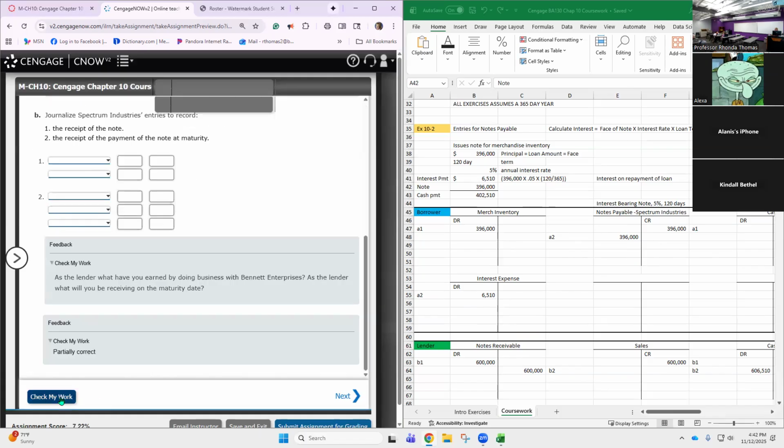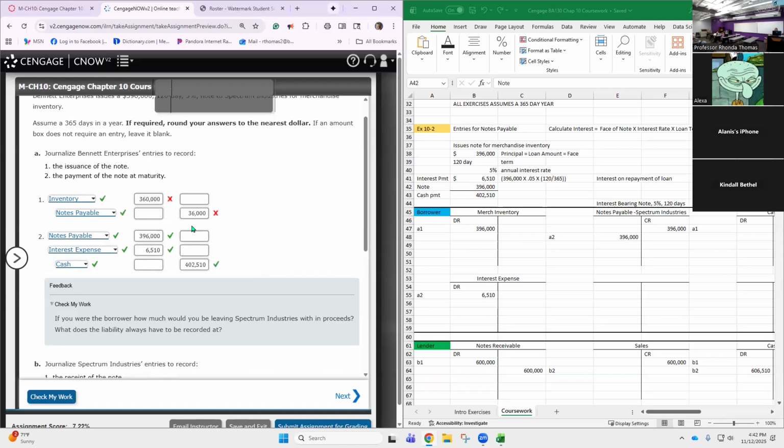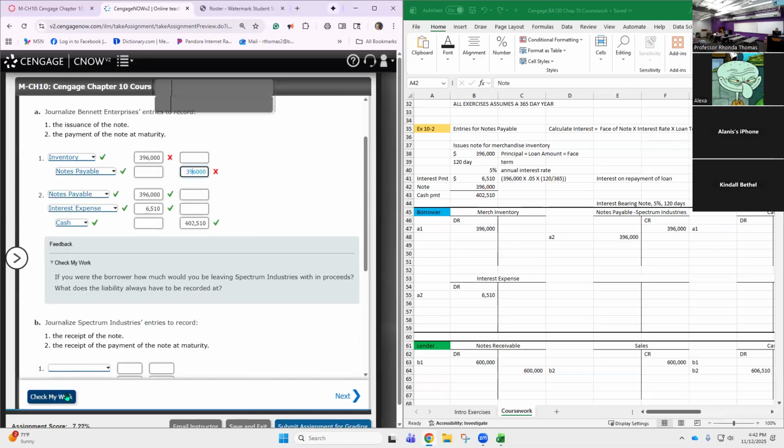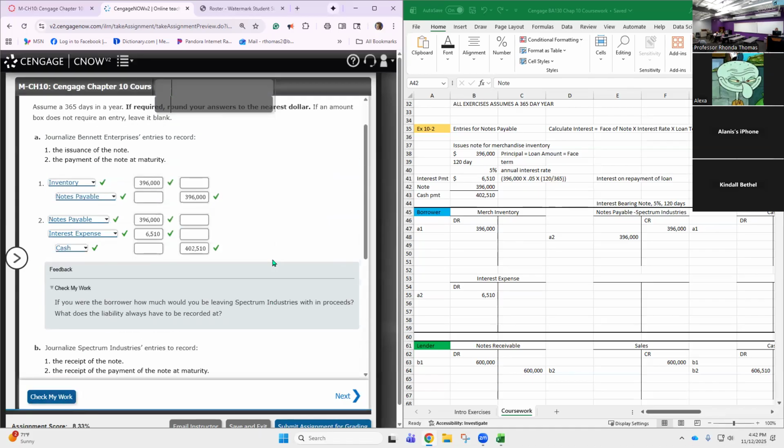Okay, let's see if I got it right. Oh, I didn't put my note in right. Sorry about that. So let me try that again. 396 and then 396. There, we've got it. Okay, does everybody understand this? Did you get a chance to do yours?